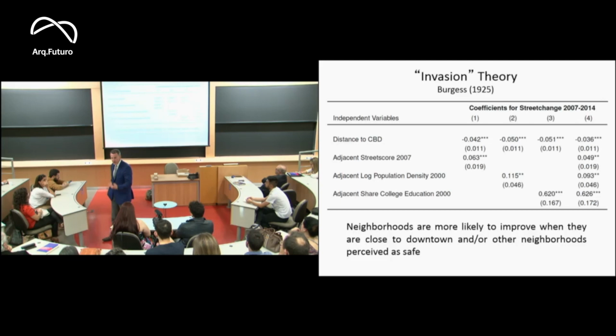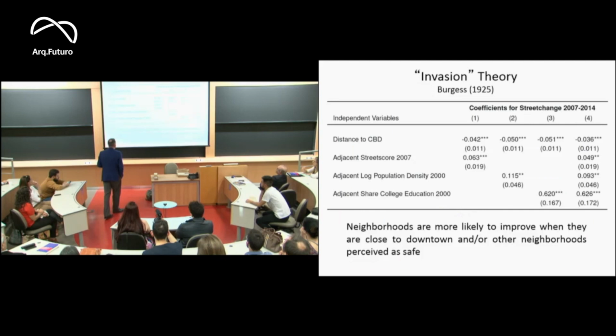This says places that had a high street score close by did better. Places that had a low street score nearby did worse. Being surrounded by higher population density, again positive, and more educated people, not just in your area but nearby, were associated with this physical upgrading of the neighborhood. So I think this at least shows something that you can do with this visual imagery in terms of measuring change. Now, what else can you do?